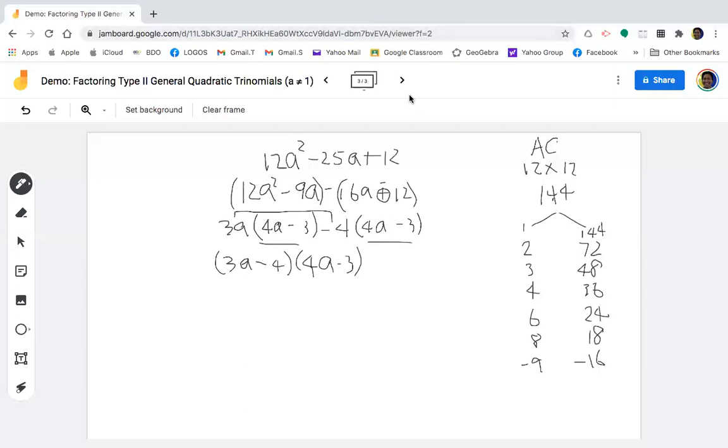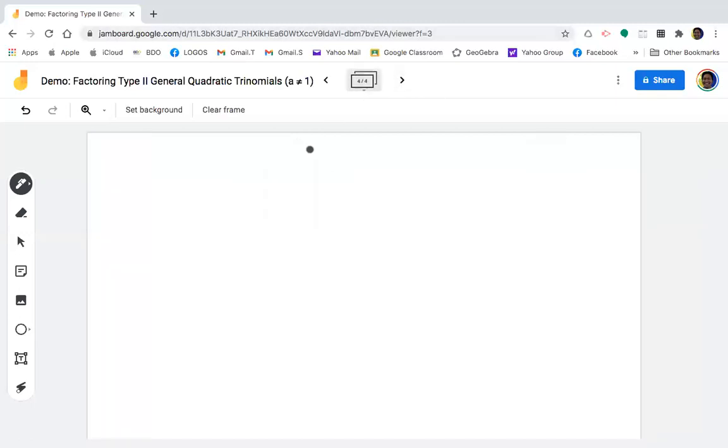Okay. Now here's the problem. 6x squared plus 21x minus 12. Now, of course, you will have noticed that the third sign is now negative, which means when we break down the factors of the AC, we'll have to subtract the factors.